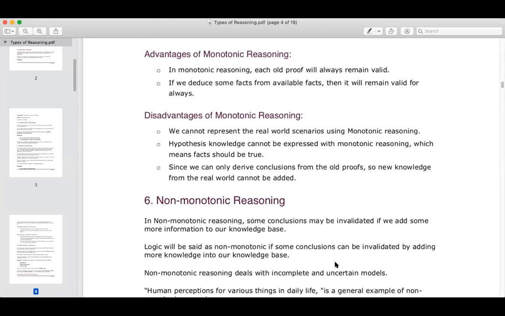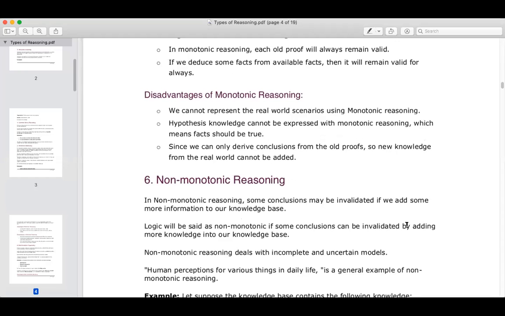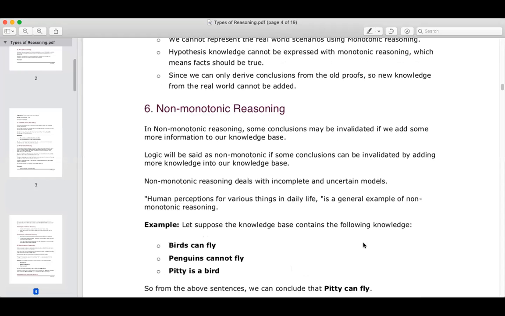Non-monotonic reasoning. So now in non-monotonic reasoning, what happens? Some conclusions may be invalidated if we add some more information to our knowledge base. Logic will be said to be non-monotonic if some conclusions can be invalidated by adding more knowledge into our knowledge base. It deals with incomplete and uncertain models. So human perception for various things in daily life is a general example of non-monotonic reasoning. Let's suppose, birds can fly.